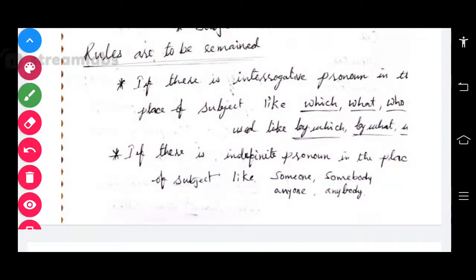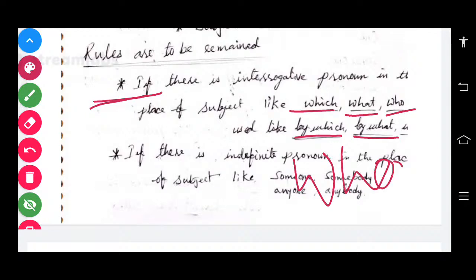So that is the first rule. Here, this is rule number 1. In this rule, if there are interrogative pronouns like which, what, and who in the place of the subject, they have to be changed like this: by which, by what, and who has to be changed to whom. This is one of the golden rules to make passive sentences.